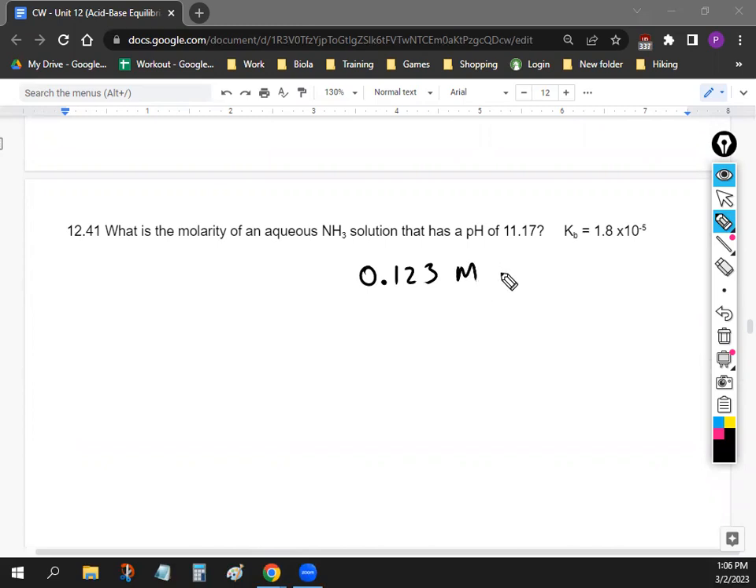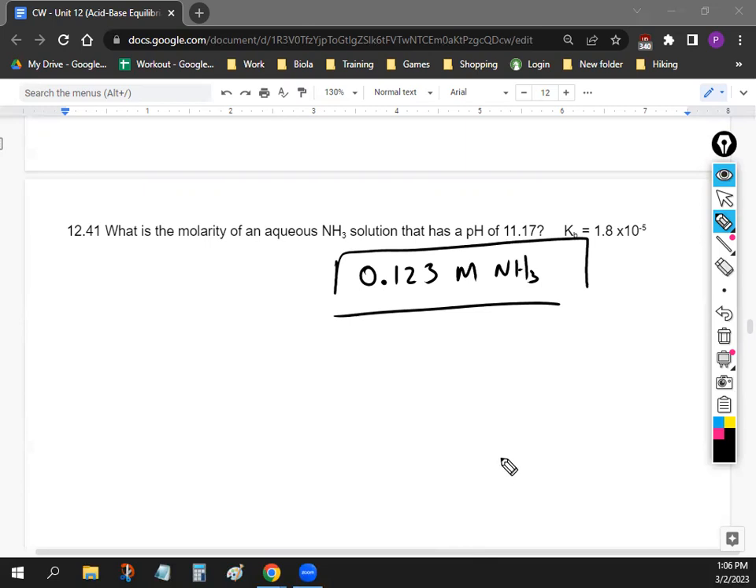0.123 molarity NH3. So if you want to try this as a practice problem, it's very similar to the one that we just did. And if you want to see if you get the right answer, it's 0.123 molarity NH3. If you want to jot it down for future reference, you can. Just another practice problem for you guys to do, but I'm not going to be going over this in detail.